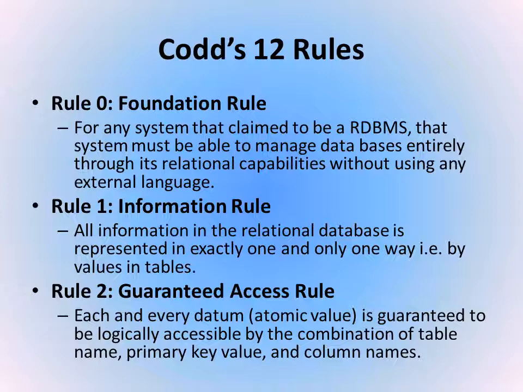All data should be accessible without ambiguity. That means there should not be conflict while accessing data. There should not be any uncertainty, or any problem while accessing this data. This can be achieved using a combination of table name, primary key and column name.